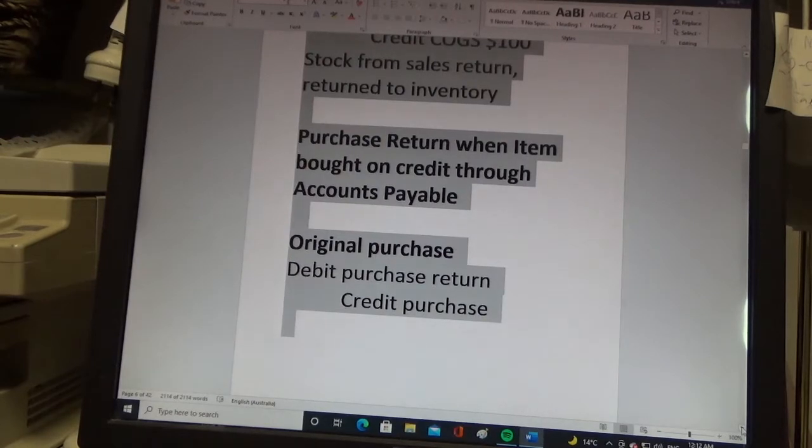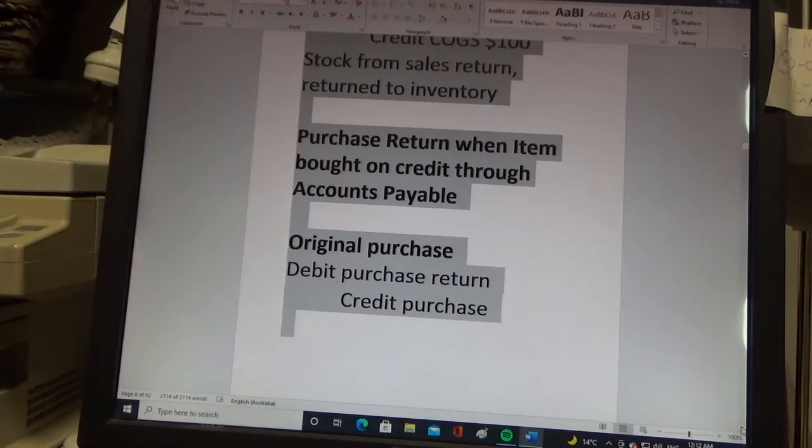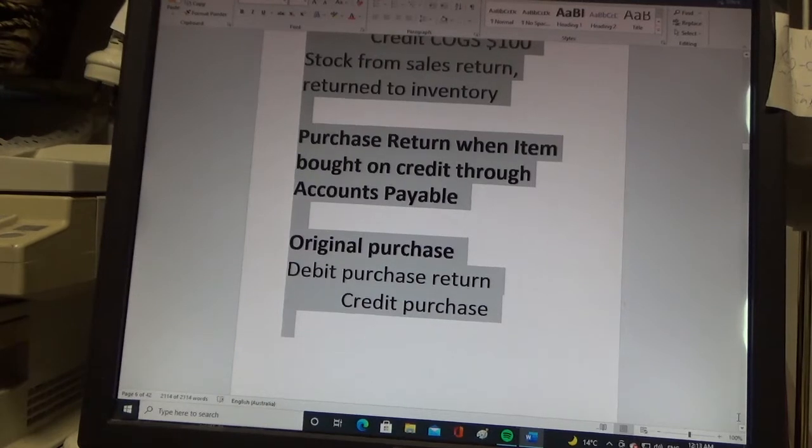Okay, that's sales returns. Now we're going to cover purchase returns. Purchase return is when an item is bought on credit through accounts payable. Let me define accounts payable. Firstly, let's just clarify that accounts receivable is our loan to other companies for our goods, but our accounts payable is a debt that we've got to other companies, okay?